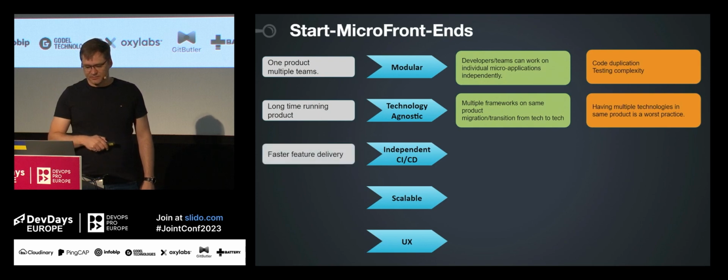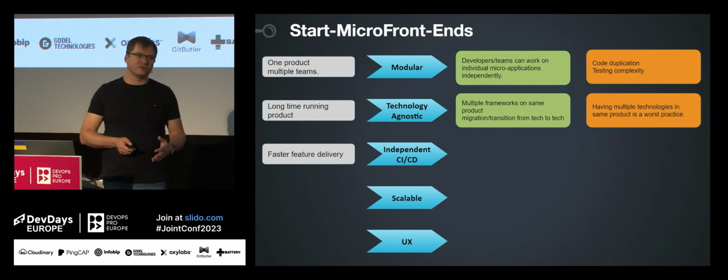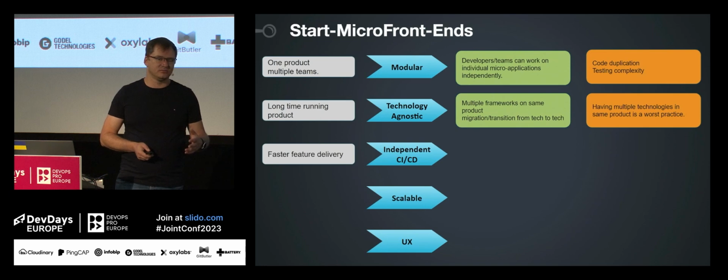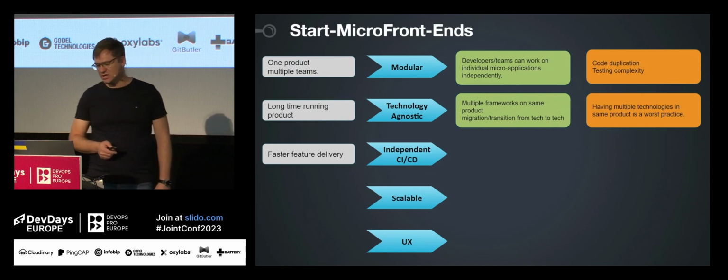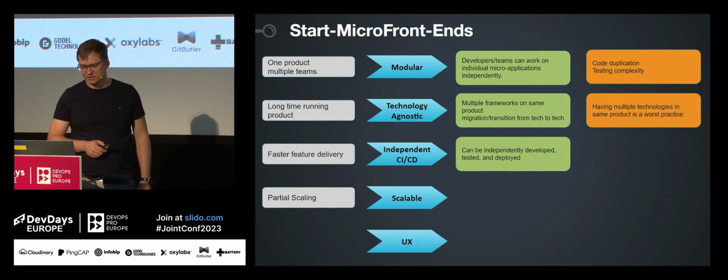Independent CI/CD, faster delivery. Of course, with micro-frontends, each one of the parts can be delivered separately. Probably some parts of your application should have two or three weeks between releases. Some other parts can be delivered on a daily basis, depending on the complexity of these applications. So it can be independently developed, tested and deployed.